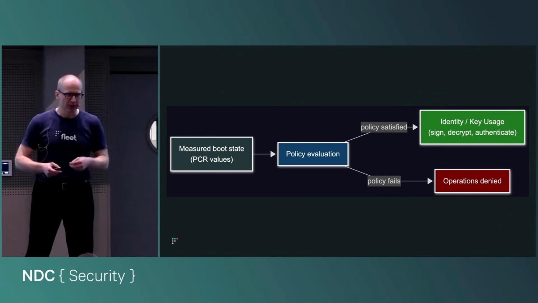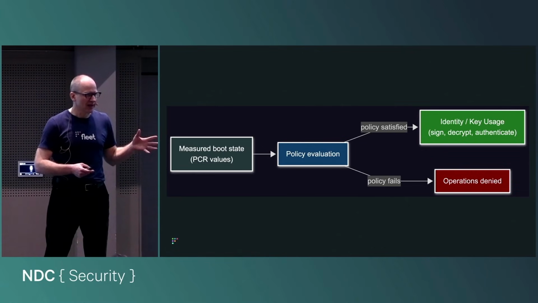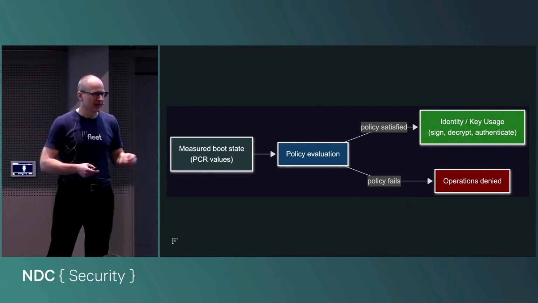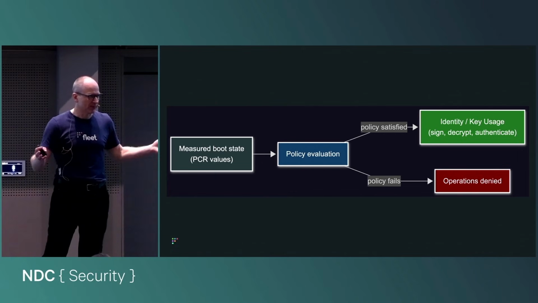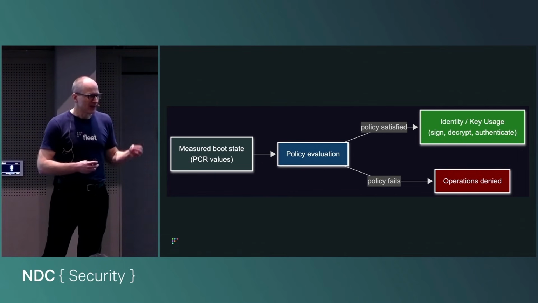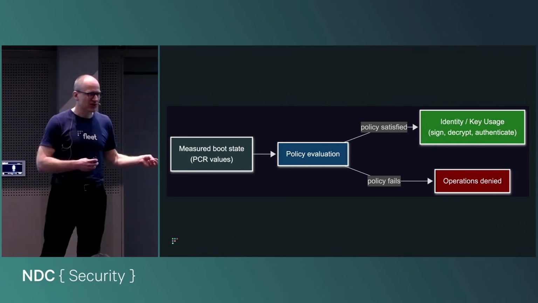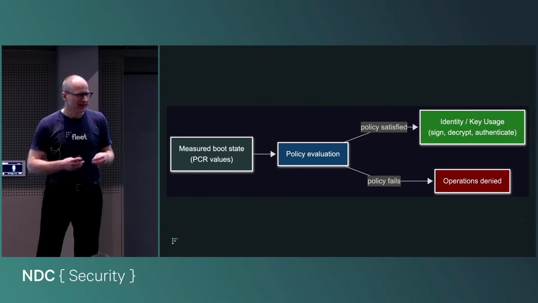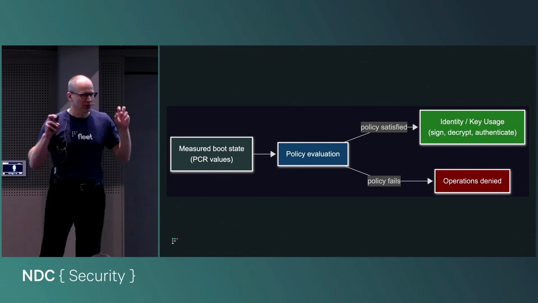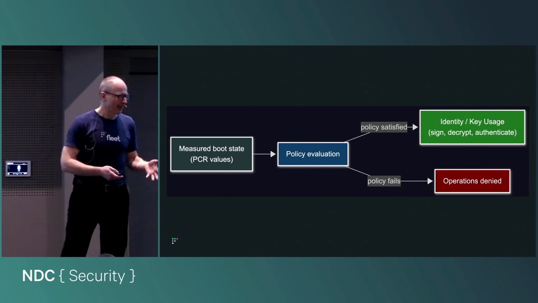PCRs record what booted. You can bind the key to one exact PCR's value, but that would break on every update. Instead, you bind the key to a policy over PCRs, multiple possible values. The policy defines which measured states are acceptable. If the policy evaluates true, the operation is allowed. If not, it stays sealed. The question isn't just, did secure boot run? It's, is the system in an acceptable state?